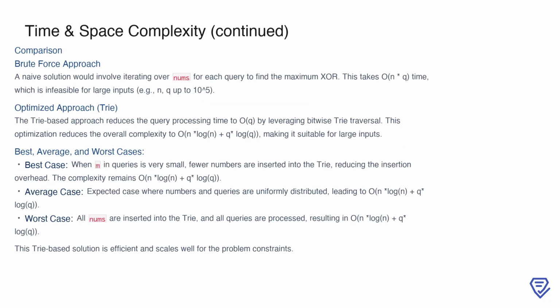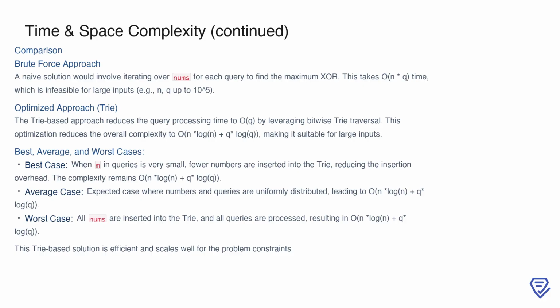To understand the advantage of the optimized approach, let's compare it to a brute force method. A naive solution would involve iterating through the entire nums array for each query to calculate the maximum XOR. This approach has a time complexity of O(n * q), which becomes impractical for large inputs. In contrast, the tree-based solution optimizes query processing to O(q) by efficiently leveraging bitwise operations in tree traversal. This reduces the overall complexity to O(n log n + q log q), making it feasible for large values of n and q.